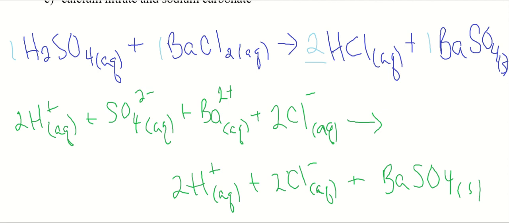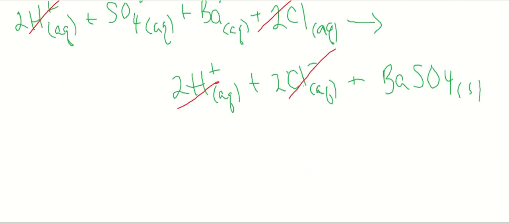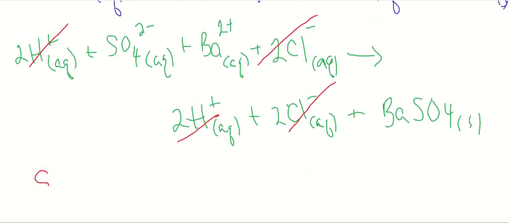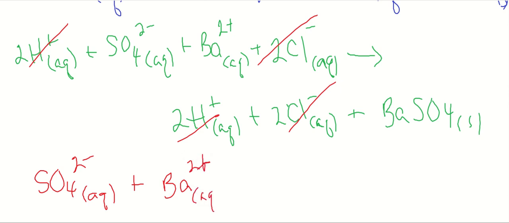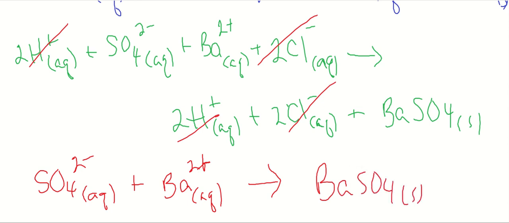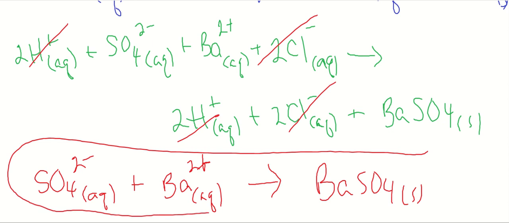All right, we're going to cross out the spectators. Those are the ones that appear on both sides of the equation, and rewrite what is left for our final net ionic equation. So that's going to be the sulfate ions reacting with the barium cations in solution to form barium sulfate precipitate. There's your balanced net ionic equation. The atoms are balanced and the charges are also balanced.